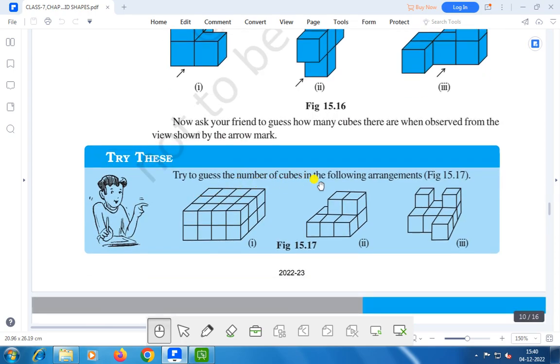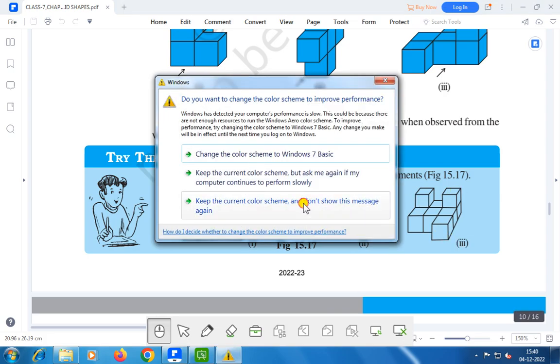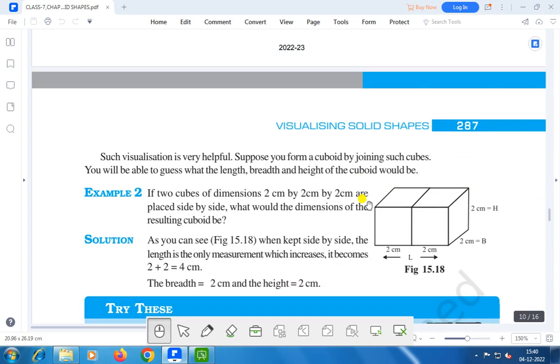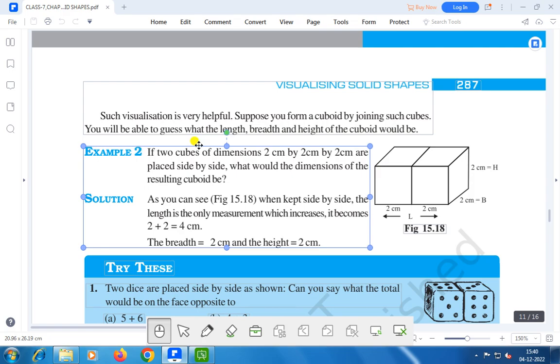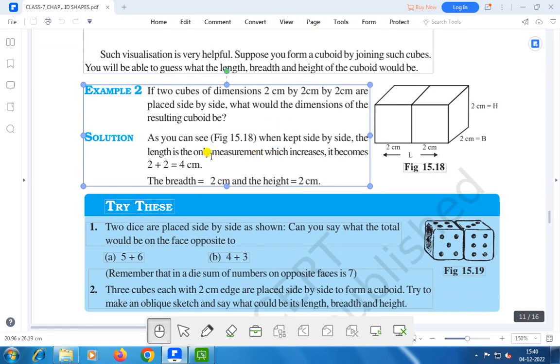Try to guess the number of cubes in the following arrangements. You have to find the number of cubes here and the number of cubes here, right? Such visualization is very helpful. Suppose you form a cuboid by joining such cubes. You'll be able to guess what the length, breadth, and height of the cuboid would be.